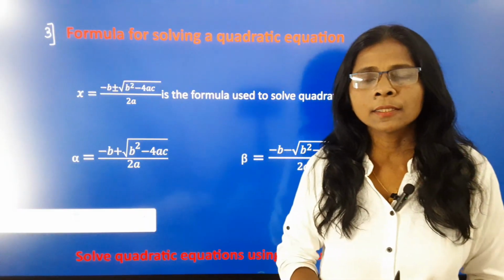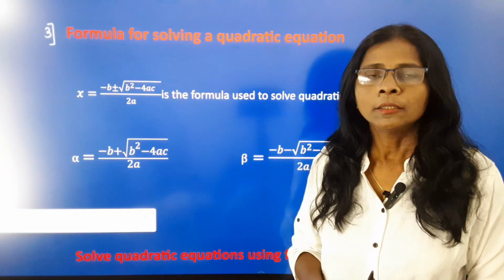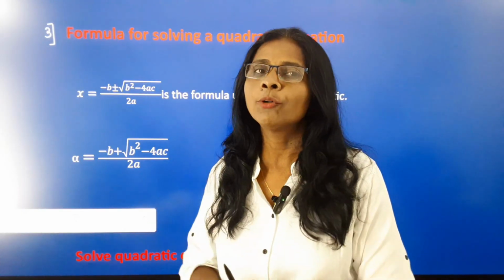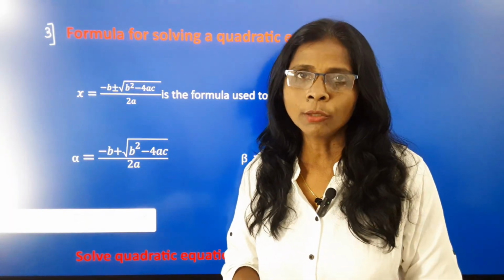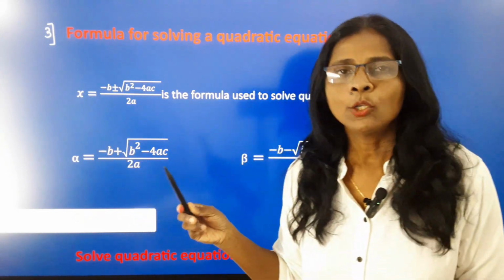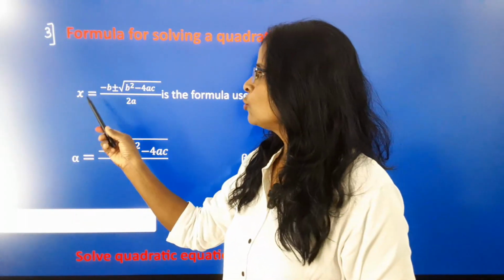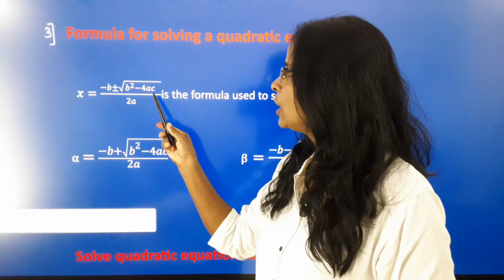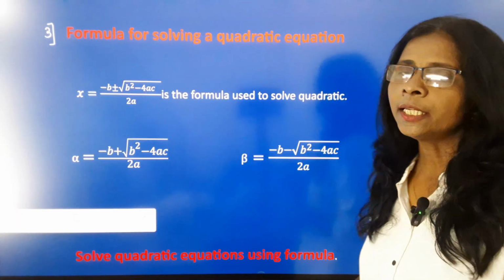Let us study the third method for solving the quadratic equation, and that third method is the formula method. We have to solve this quadratic equation with the help of the formula method. But before solving the quadratic equation, we have the formula: if there is an x variable, we write x; if we have the m variable, then we write m. So here x is equal to minus b plus or minus square root of b square minus 4ac, upon 2a, is the formula used to solve a quadratic equation.